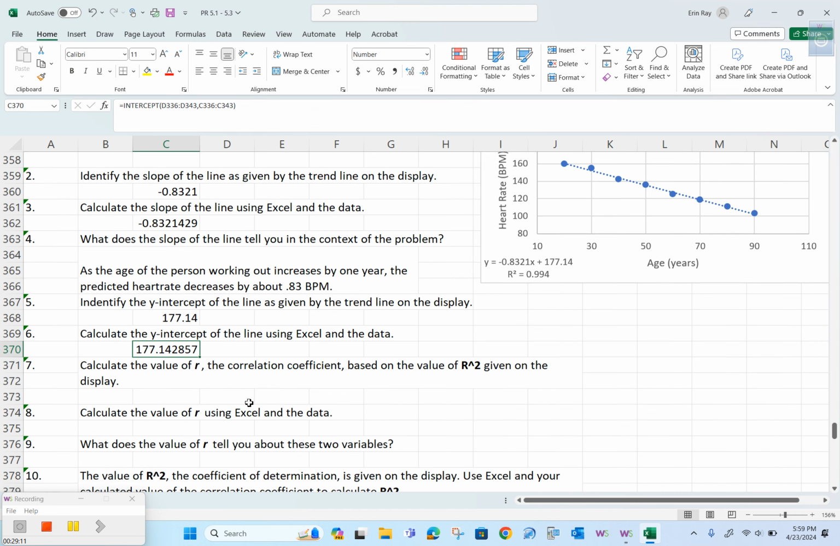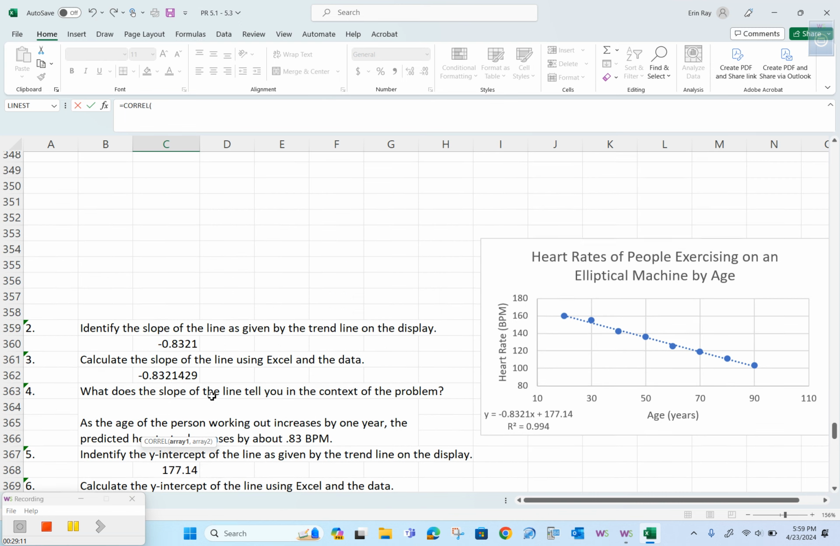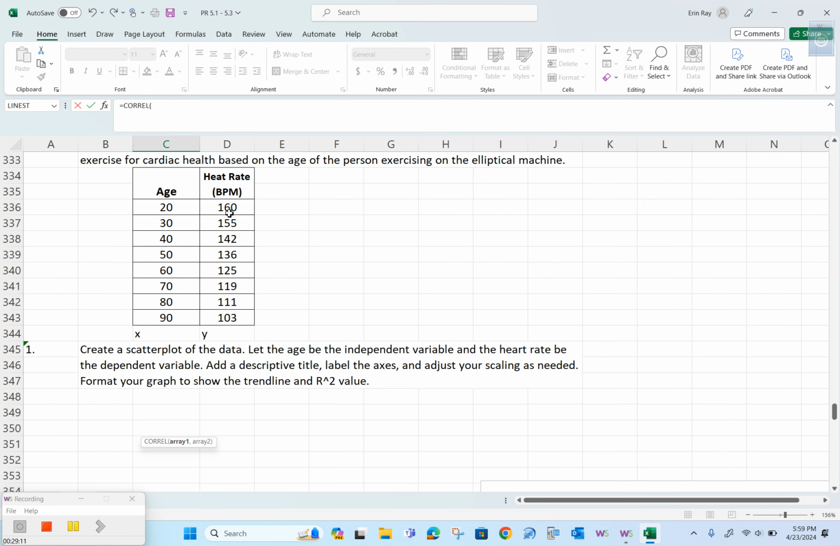Then it wants us to calculate R based on the R squared given on the display. Based on this, we would take the square root of that 0.994, so our value looks like that. And we're going to compare it to the correlation version with Excel. Going back up here. The order doesn't matter for this.